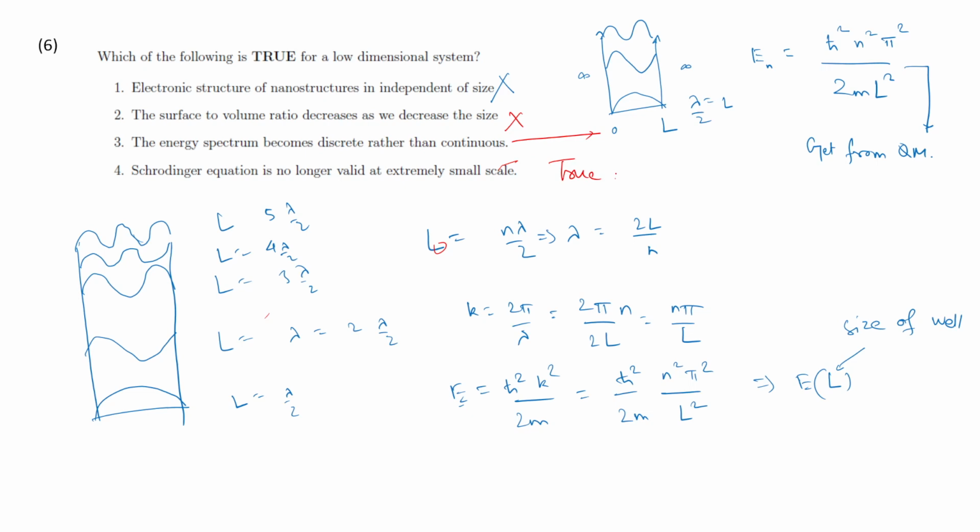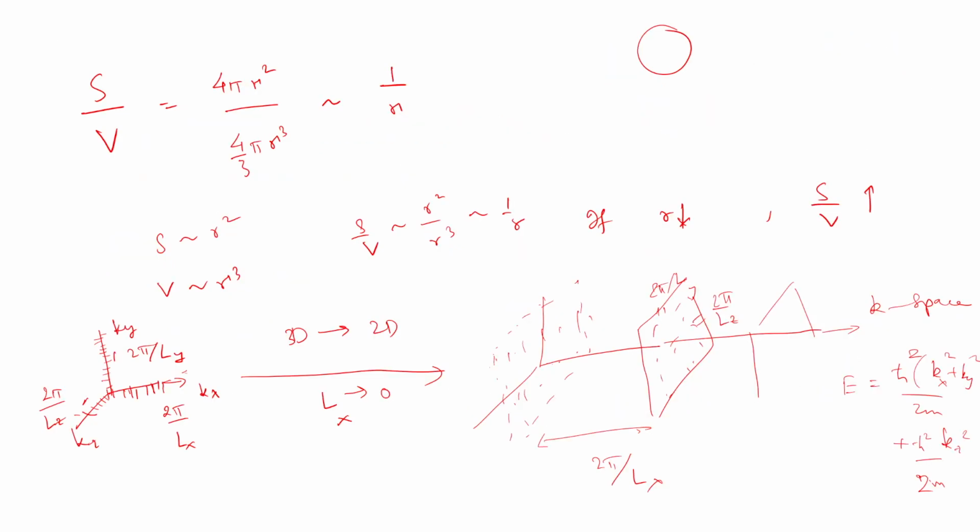Okay, now the Schrodinger equation is no longer valid at extremely small scales. So this statement is false, because the Schrodinger equation works even for very small particles, and it is really applicable over there. So it is valid at small scales as well. Now let us go to the next question.